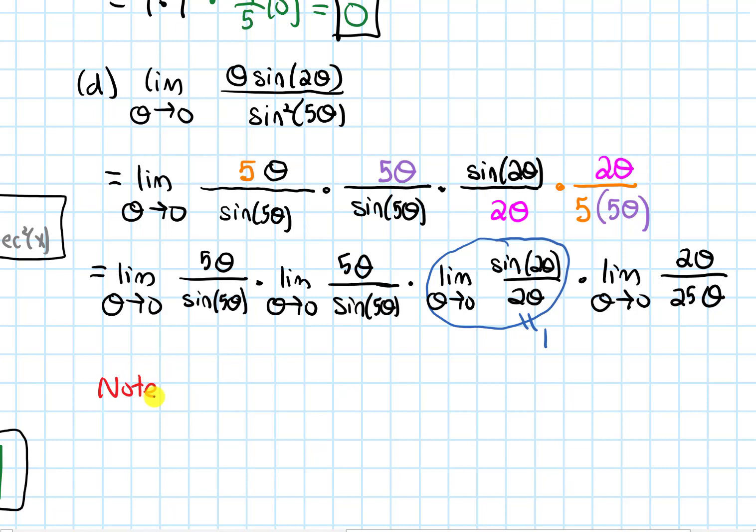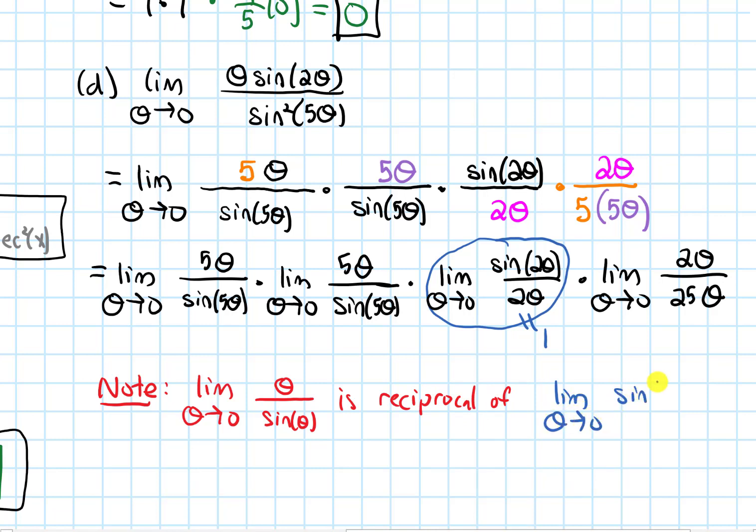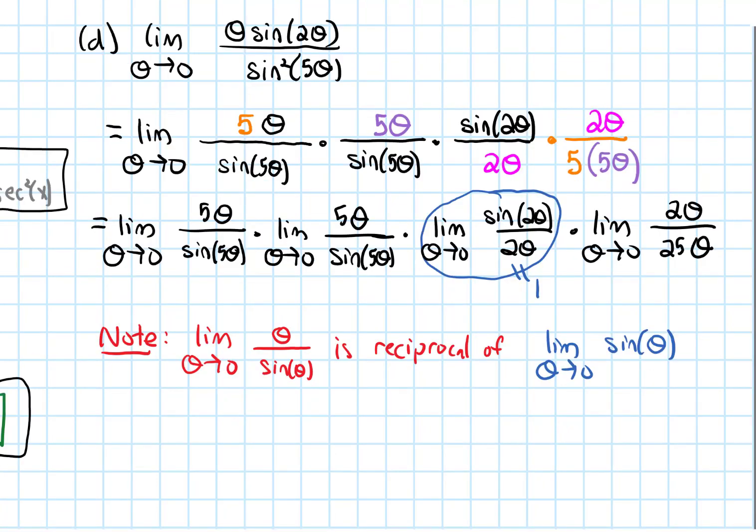So I want to do a quick note. And we talked about this reciprocal thing in lecture as well, but if we have the limit as theta goes to 0 of theta over sine of theta, so this is the reciprocal of our special limit, the limit as theta goes to 0 of sine of theta over theta. So it's going to be equal to the reciprocal of our limit. It's going to be equal to 1 over the limit of this one, which is 1. And 1 over 1 is just 1.